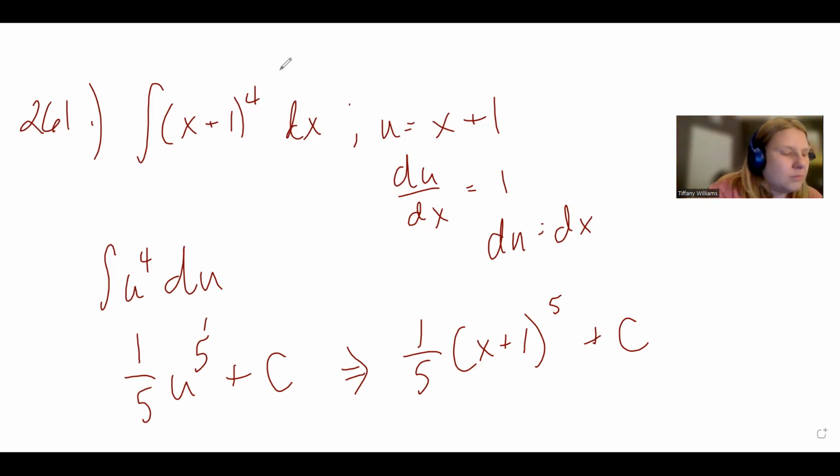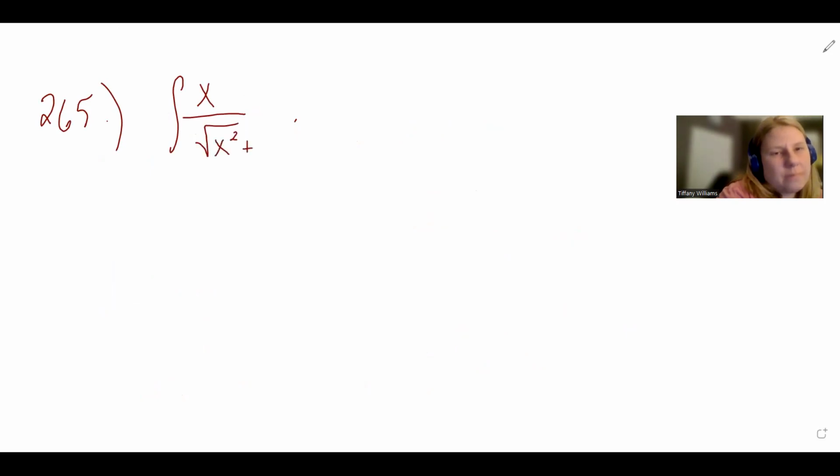All right. So now I'm going to clear this out. We're going to do number 265. Same idea. On 265, they give me the integral of x over the square root of x squared plus 1 dx. Now I'm trying to get us in the habit of figuring out what our u is going to be as we go. They do give me my u, but let's talk our way through this.